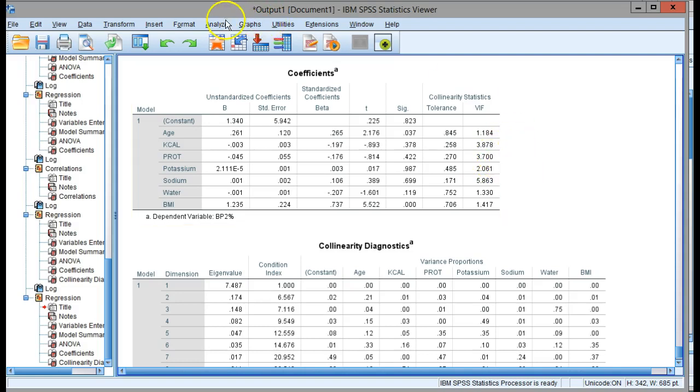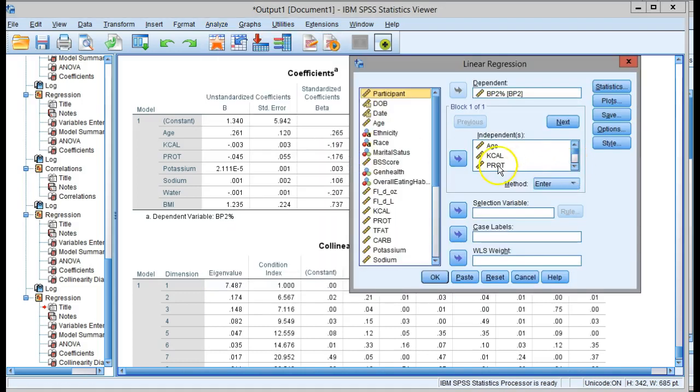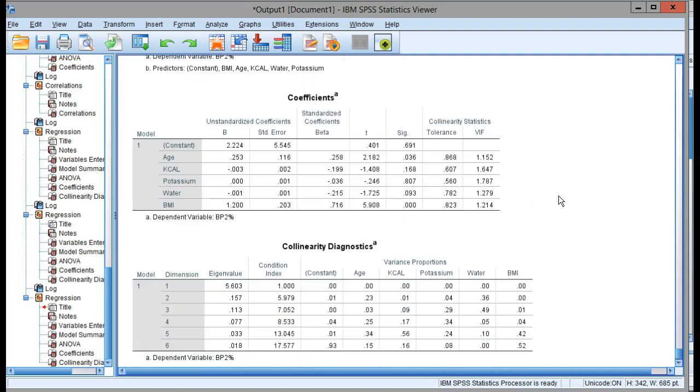So I'm going to run my linear regression one more time just so we can see what happens when I eliminate protein and sodium from my model. And now if you look at those VIF values, you can see that they're all below 2. Which means that probably these variables are not really that related to each other, and they could be useful predictors in my model. Okay, so just to show you how you can derive these VIF values and the tolerance values with SPSS.